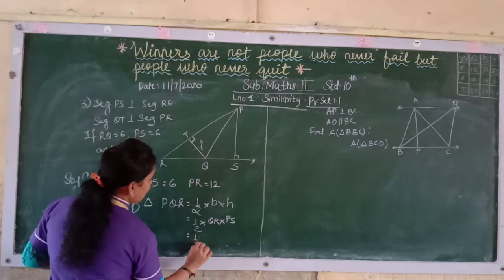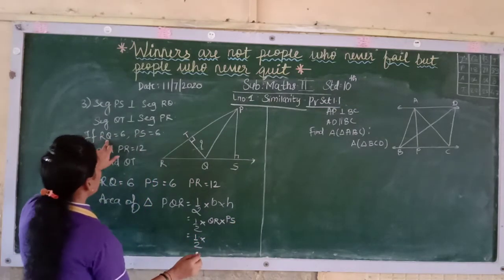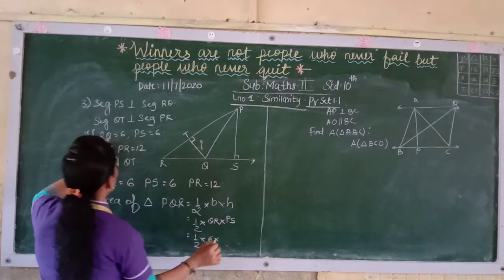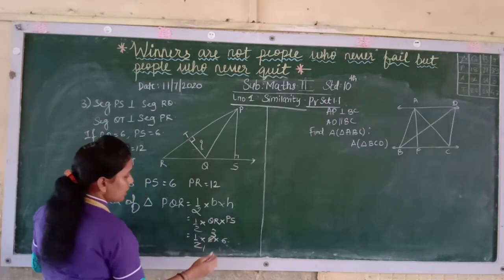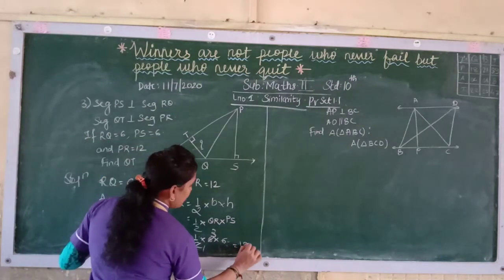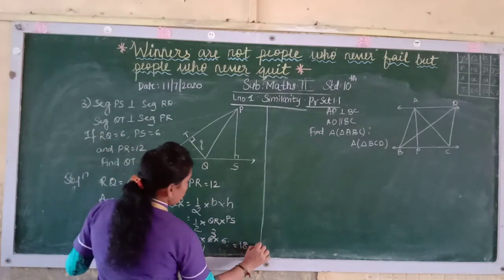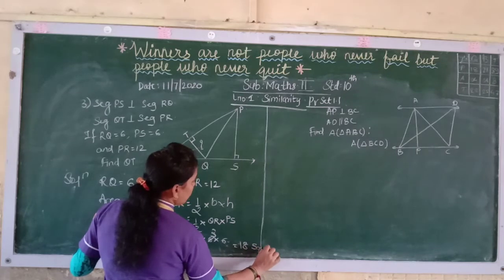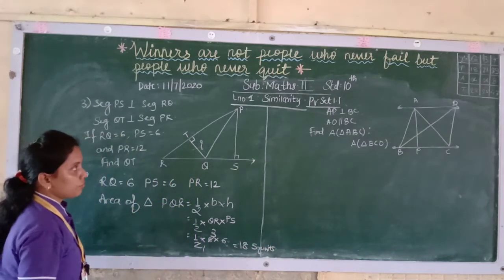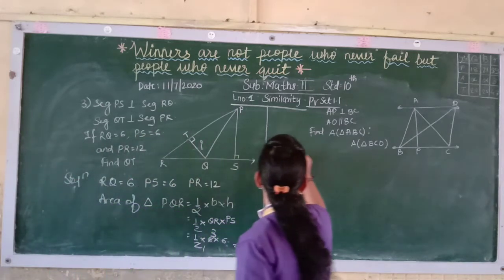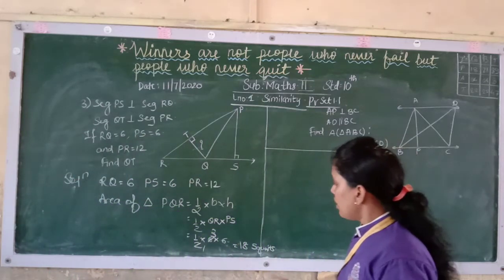So here you will get half into how much is QR? QR is 6 and PS is also 6. So 2 ones are 2, 2 threes are 6. So here you are getting 18 as the area. It will become square units if it is not given over here. So this is the area of the triangle.